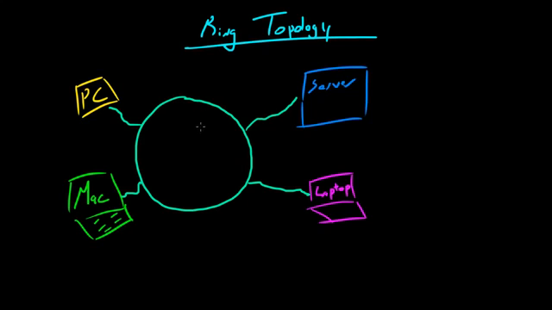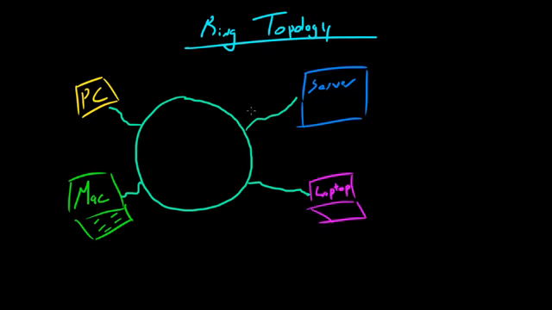So first of all, we notice that there are no terminators. Why is that? Well, it doesn't have a logical beginning and end of a ring, just like a circle, so you don't need anywhere to terminate it. So that's why it's beneficial or better than a bus topology.